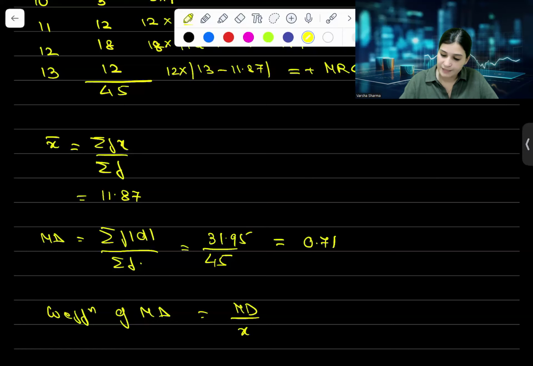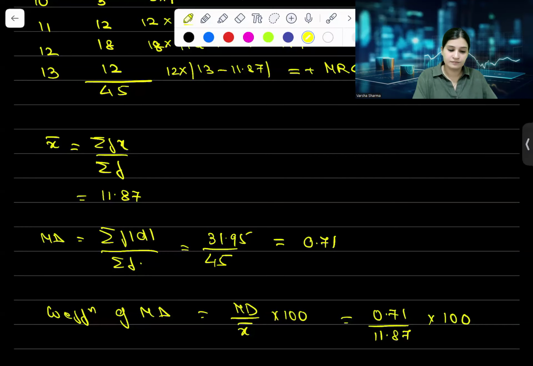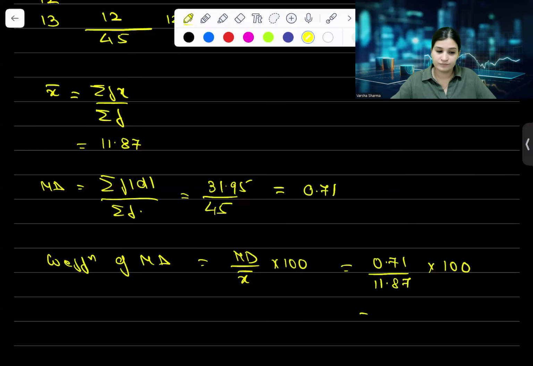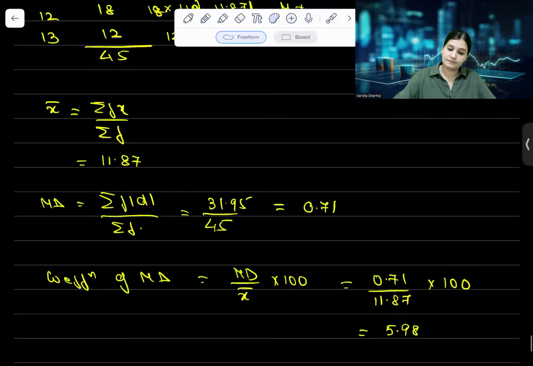Then coefficient of mean deviation: mean deviation by mean into 100. 0.71 by 11.87 into 100. 5.98. Got the answer? Yes, ma'am. All of you got the answer?